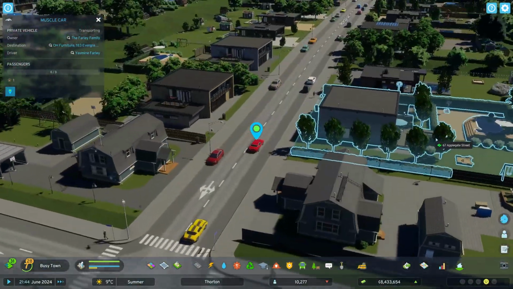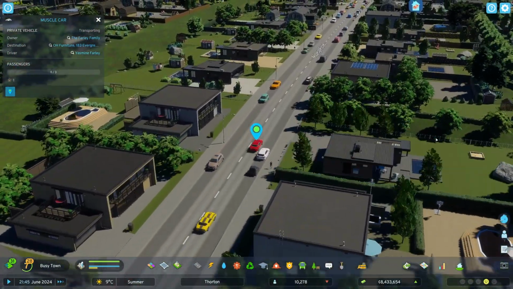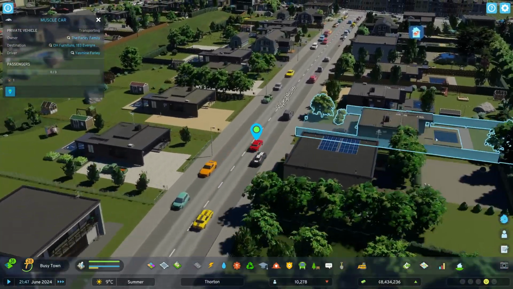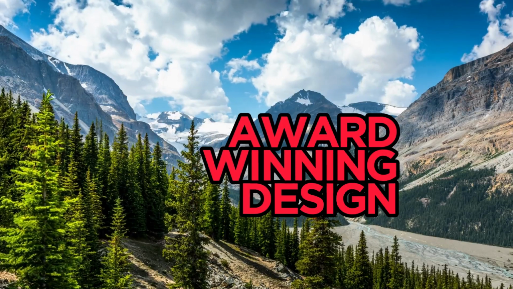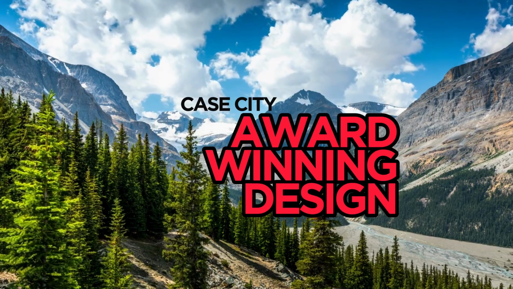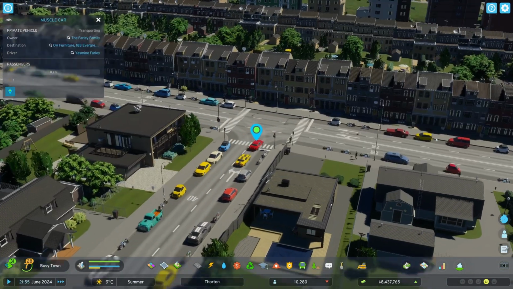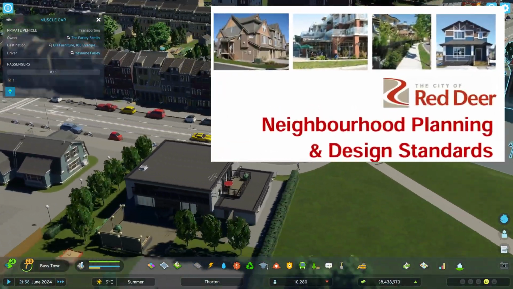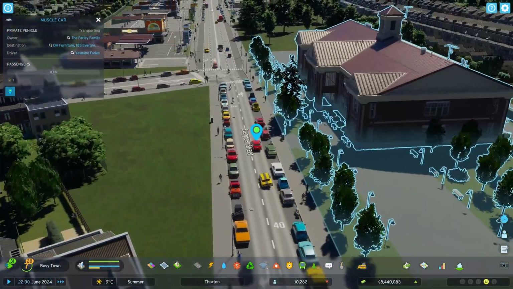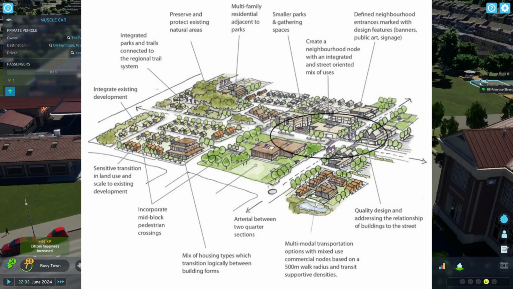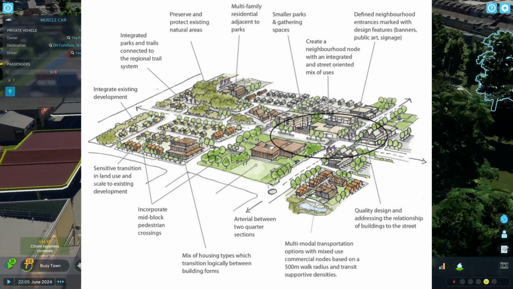focal points. Now let's actually turn to one of the best neighborhoods that has actually won awards in Red Deer in Canada. So let's head over to the city of Red Deer in Canada, as they presented a conceptual model neighborhood structure plan that is just brilliant. The picture you now see on screen is their model neighborhood structure plan.